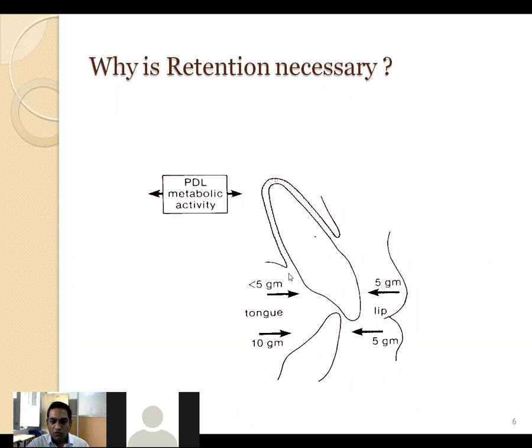That's why once the tooth correction has been done, for example, if the incisors are retroclined or proclined, the force from the upper lip and lower lip increases on the labial surface of the tooth. To avoid this relapse, we need to give a retainer.